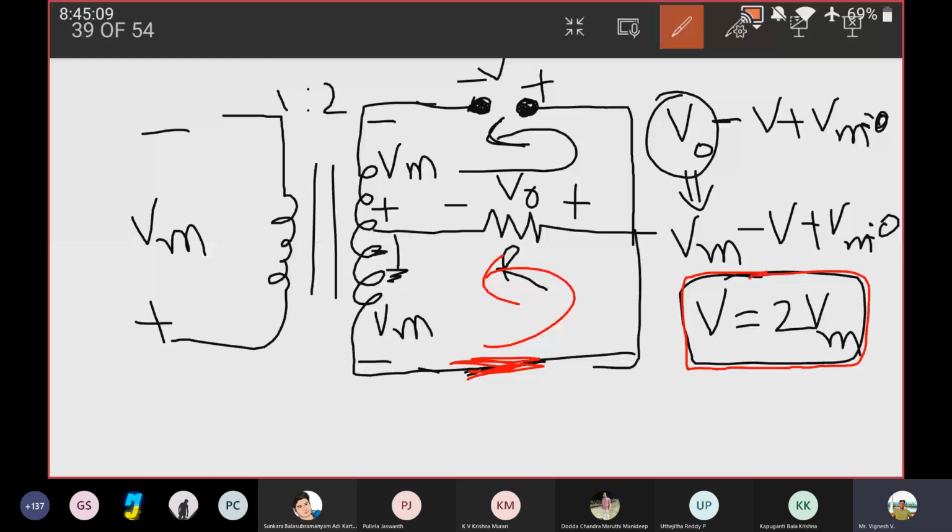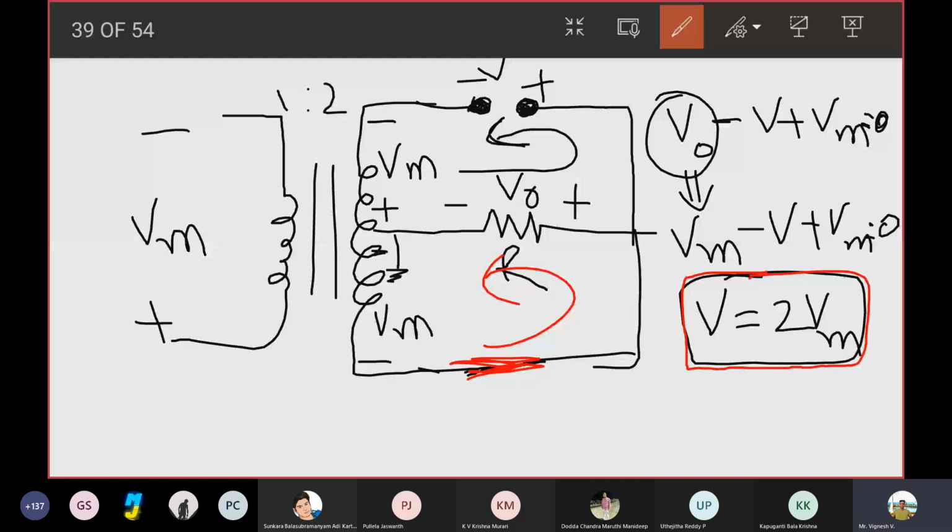your voltage, the maximum voltage that can be applied. So the maximum voltage that can be applied for a center tap full wave rectifier is 2 Vm. So this is the PIV of your center tap full wave rectifier.